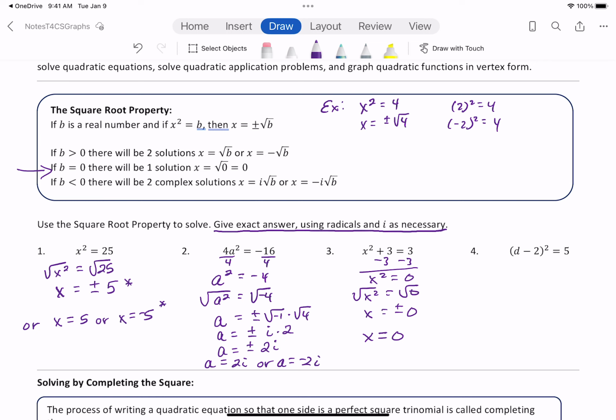Now for the last one, this one looks a little bit harder than the others. It's really not, and it's actually the one we're going to end up using the most. All I have on the left hand side is my squared term, so I am ready to apply the square root property.